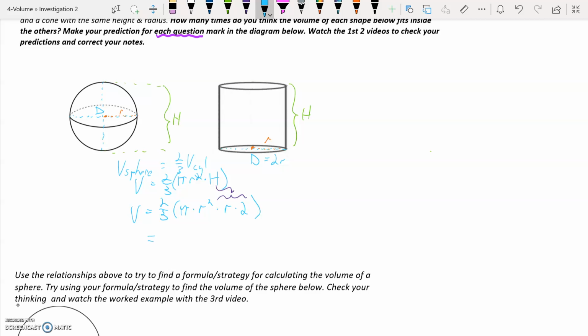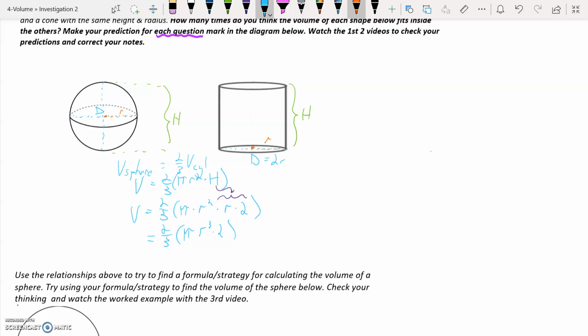This is kind of getting ahead into some exponent stuff, the way we're going to combine these. 2/3 times pi, and I have the radius squared times the radius. So that's the radius times the radius times another radius. That's 3 radiuses. So I could write that as pi times the radius cubed. Oh, times 2. I'll leave that behind.